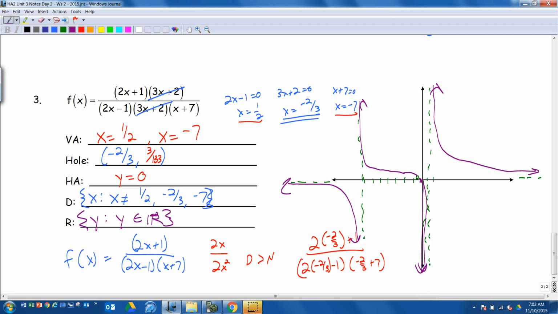So, those are all the pieces that you need to know. I know it's a lot, but you'll get good at this.